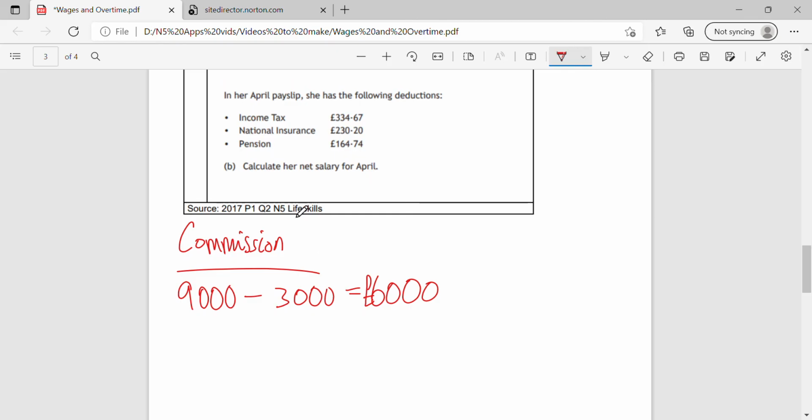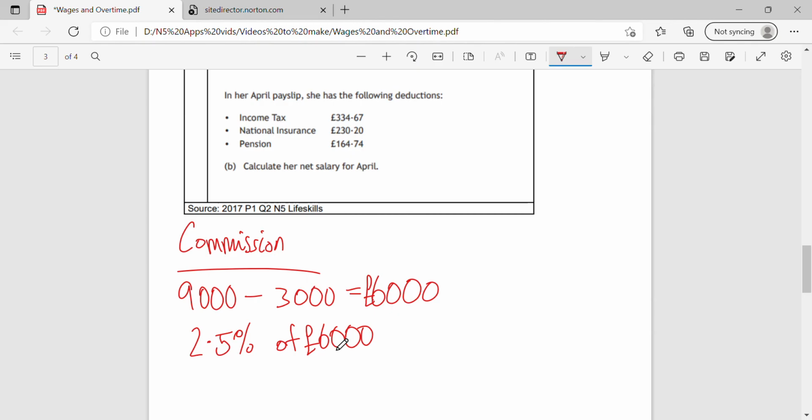This is also another paper one, so we need to do this without a calculator, and we then need to work out what 2.5% of 6,000 is. Now for non-calculator percentages, obviously there's another percentages video that you can look at, but you want to consider what percentage you do know how to work out using division, and then use that to work out this other percentage here, 2.5%.